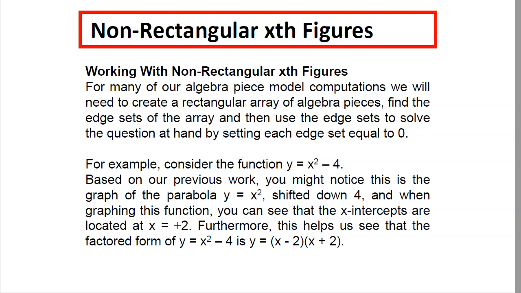For example, consider the function y equals x squared minus 4. Based on our previous work, you might notice this is the graph of the parabola y equals x squared shifted down 4. And when graphing this function, you can see that the x-intercepts are located at x equals plus or minus 2. Furthermore, this helps us see that the factored form of y equals x squared minus 4 is y equals quantity x minus 2 times quantity x plus 2.